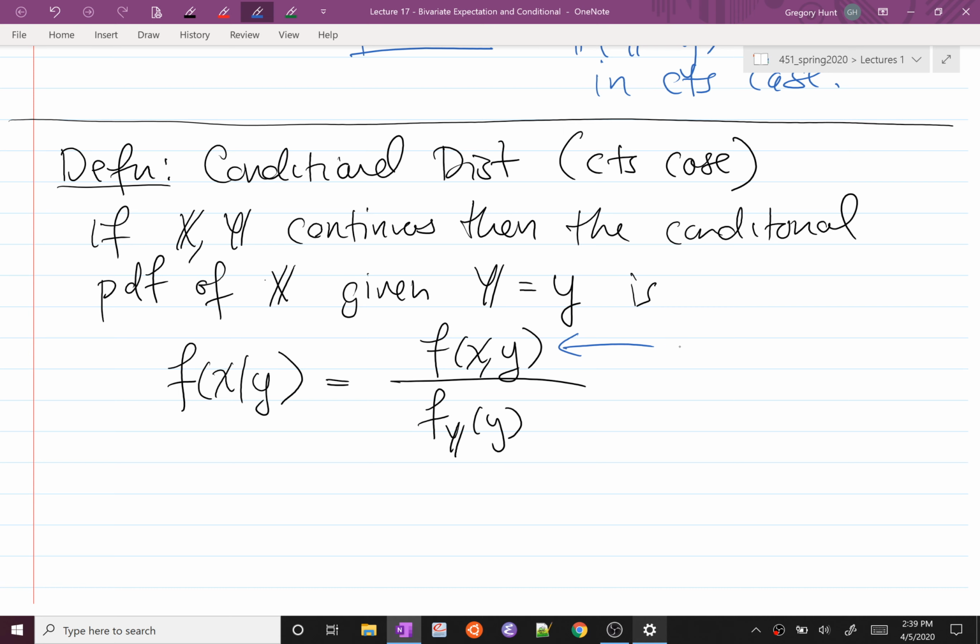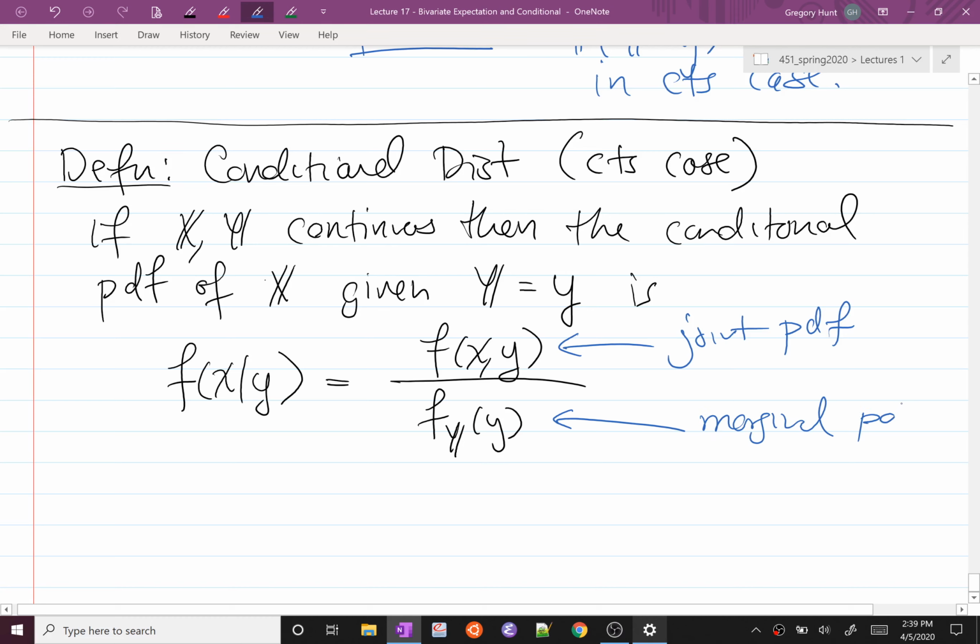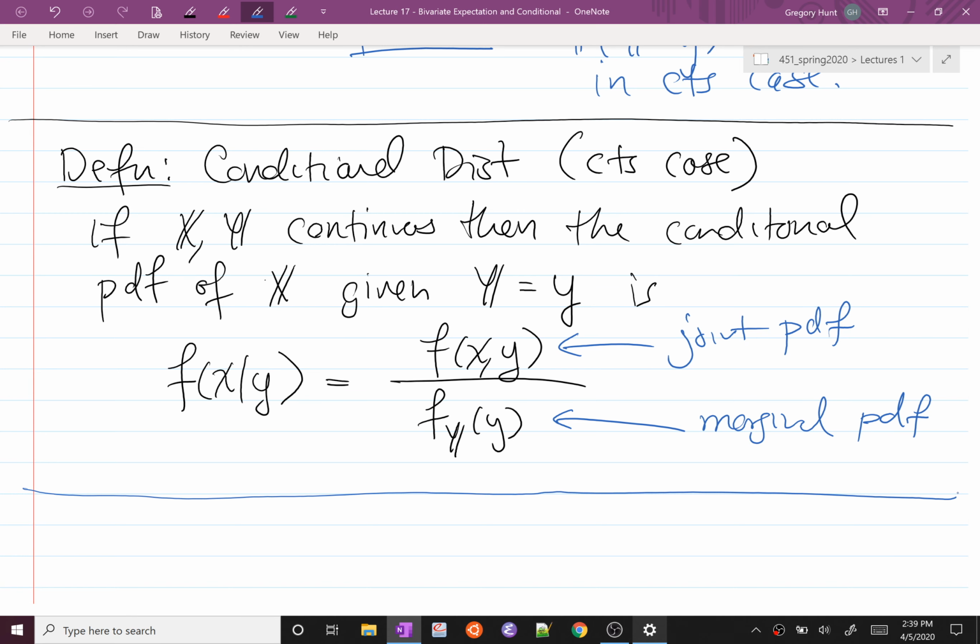So this is, top is the joint PDF of x and y, and the bottom is the marginal PDF of x and y. But it works out all the same. So it's basically the same formula as in the discrete case, but now we're dealing with PDFs. So you can't interpret them as probabilities. They're kind of densities in that way.